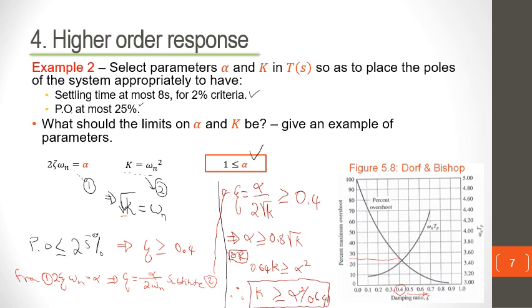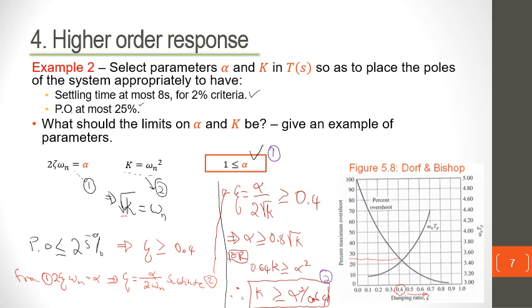And this is an example of another condition. So we have this first condition, condition number 1. We also have the second condition, condition number 2, for the parameter values of alpha and k. So alpha has to always be at least 1, and when that is the case, we also know that k has to be bigger than alpha squared divided by 0.64.